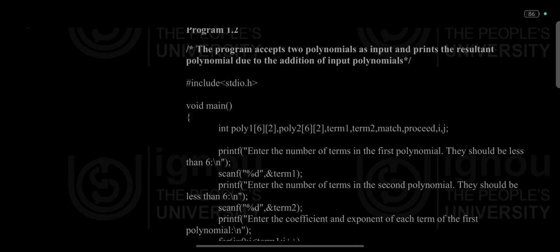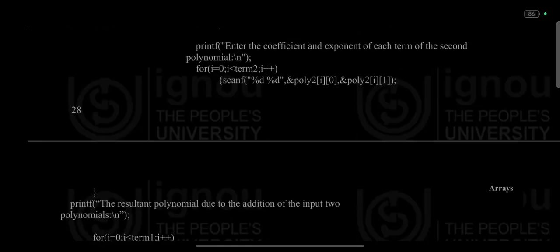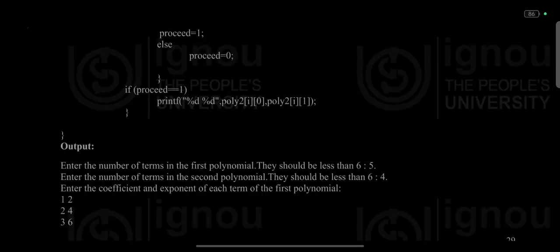So here you can see program 1.2. The program accepts two polynomials as input and prints the resultant polynomial due to the addition of input polynomials. So here you can see the program, and yeah, you can see the output also.